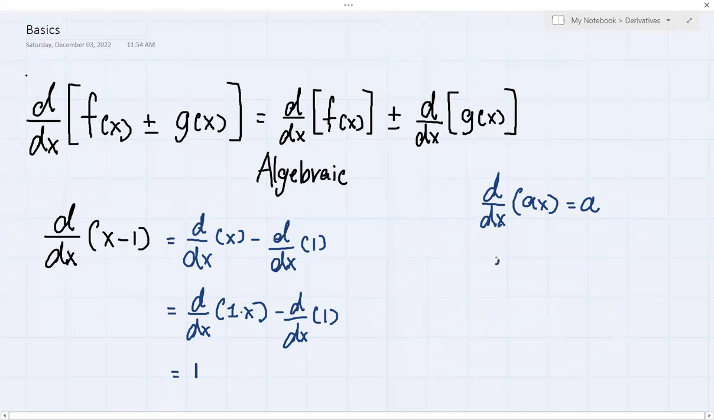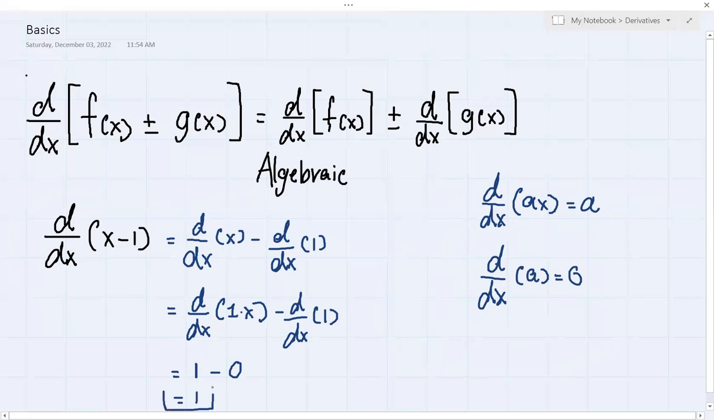Next, anong derivative ng 1? Remember, since kasi si 1 ay isang constant term, ang derivative ng constant term ay equal to 0. Therefore, derivative ng 1 ay 0. So, 1 minus 0 is 1. And that is your answer. O, diba? That's easy. Now, let's have other examples or problem.